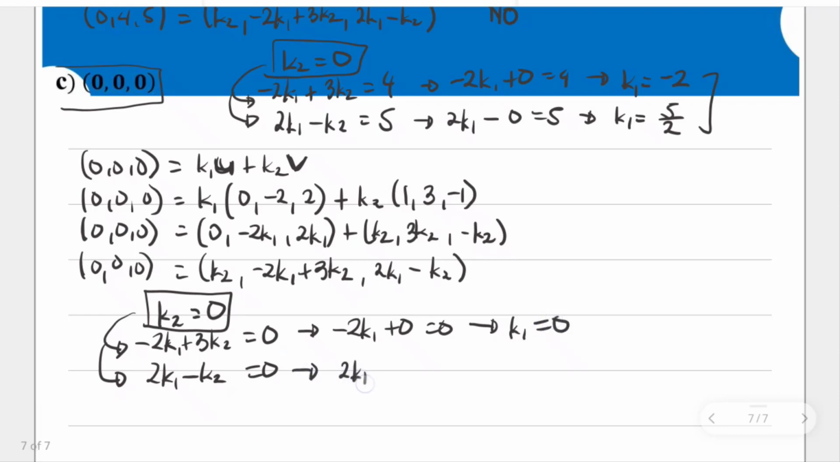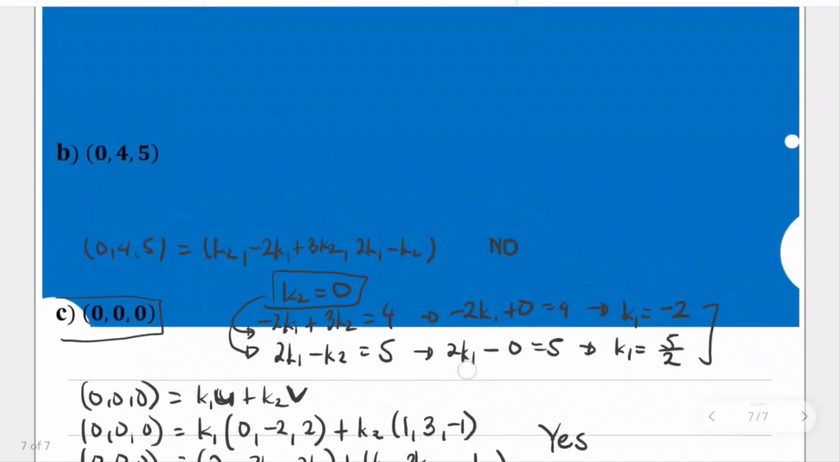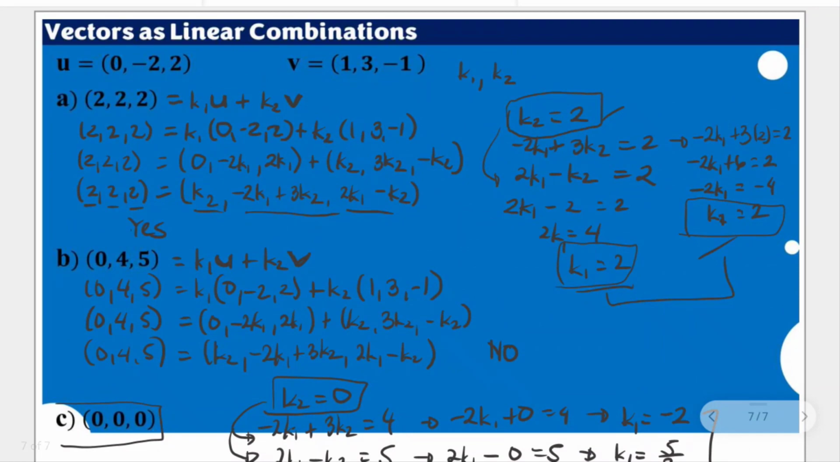Here, 2k sub 1 minus 0 equals 0. Again, k sub 1 is 0. Since both k sub 1 values are the same, we can say that k sub 1 is really 0. And together with k sub 2, which is already 0 earlier, both of them exist. This means that the zero vector for R3, 0, 0, 0, is a linear combination of vectors u and v earlier. So this is how we show whether a certain vector is a linear combination of two or more other vectors: we simply need to show certain k sub 1 and k sub 2 scalars.